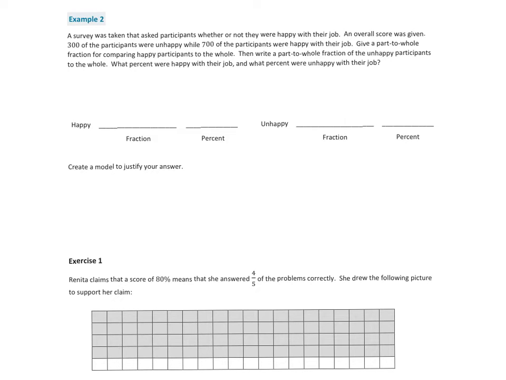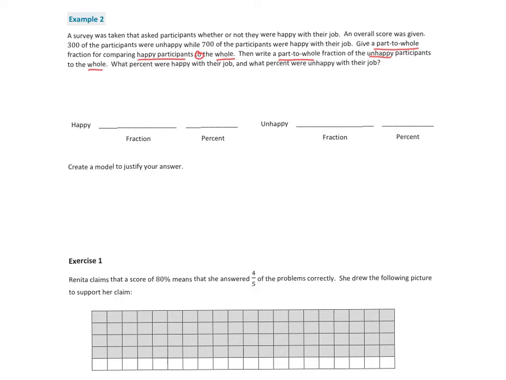It says, a survey was taken that asked participants whether or not they were happy with their job. An overall score was given. 300 of the participants were unhappy, while 700 of the participants were happy with their job. Give a part-to-whole fraction for comparing happy participants to the whole. Recognize this? These are ratios too. So we're looking for a part-to-whole relationship to compare happy participants to the whole number. Then write a part-to-whole fraction, again, of the unhappy participants to the whole. And what percent were happy with their job and what percent were unhappy with their job.